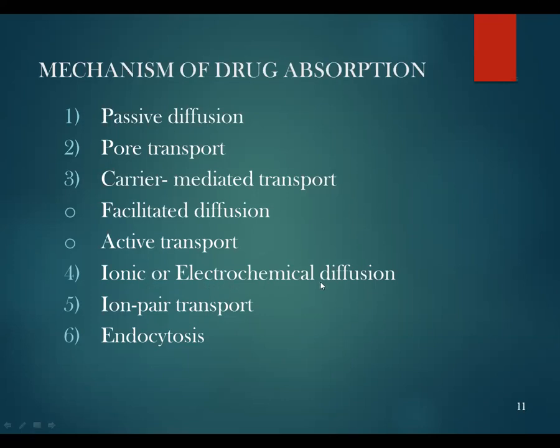The fourth is the ionic or electrochemical diffusion method. Next is ion pair transport, and the last one is endocytosis. Means there are different mechanisms by which a molecule can be absorbed or transported across the membrane. And since we are talking about the oral route, this is the mechanism of drug absorption through the GI tract.